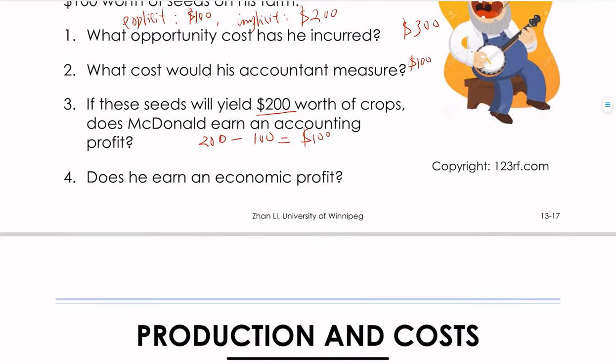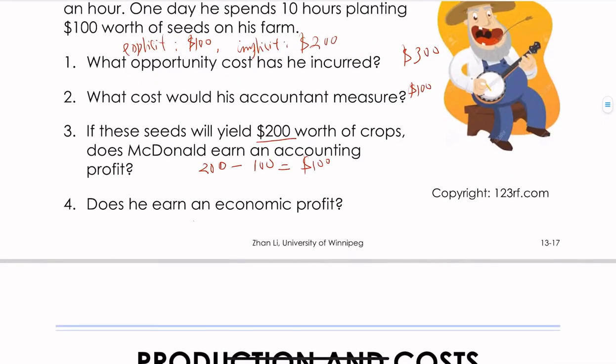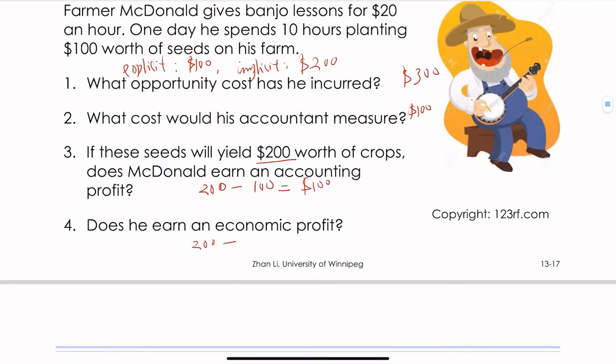Now the last question, does he earn an economic profit? Well, to calculate economic profit, we have to compare total revenue versus explicit cost and implicit cost. So now we get minus 100. So this basically says from the economic profit perspective, the farmer does not earn an economic profit, or more precisely, the economic profit is actually negative, minus $100.